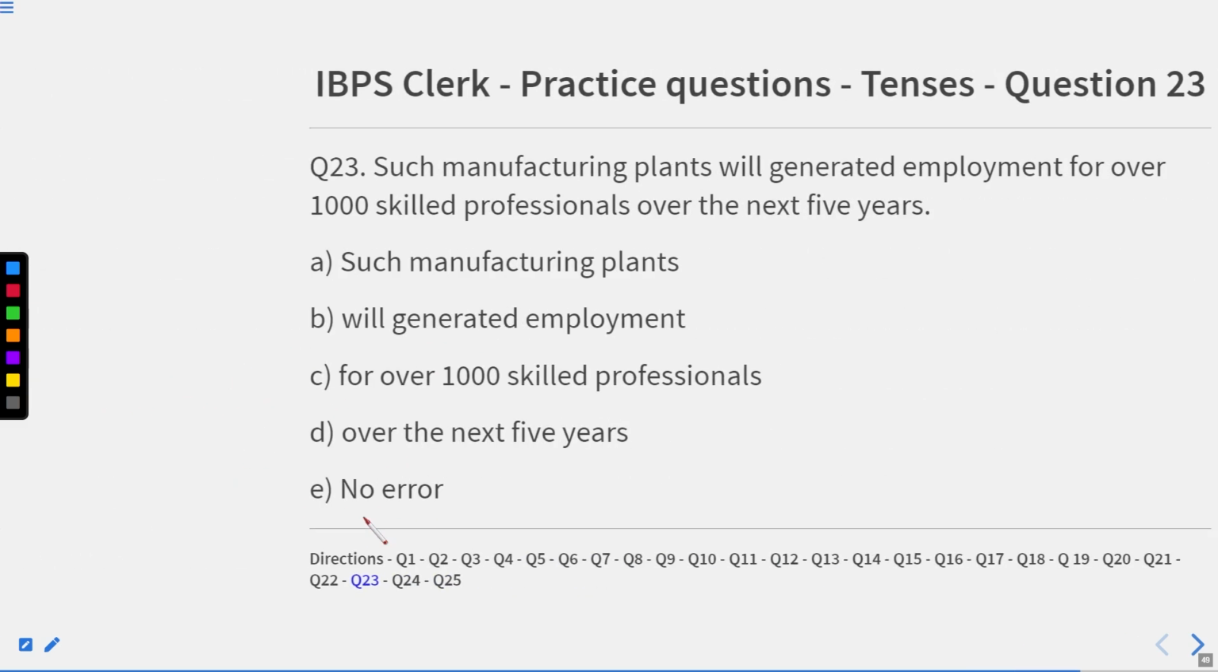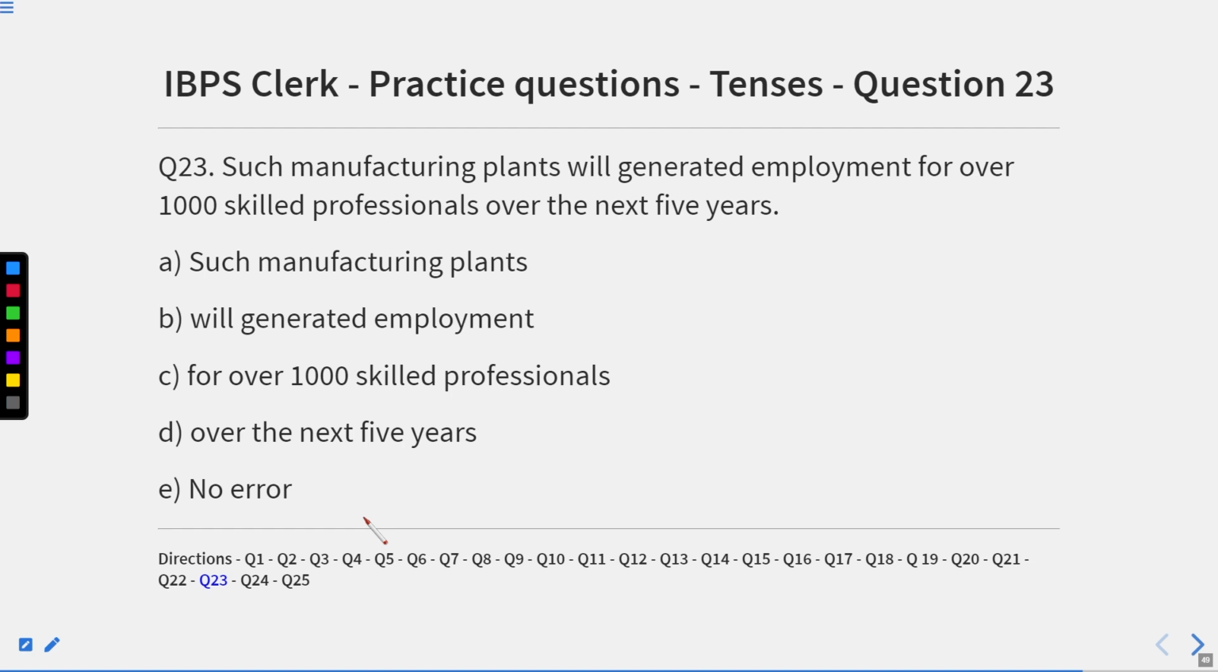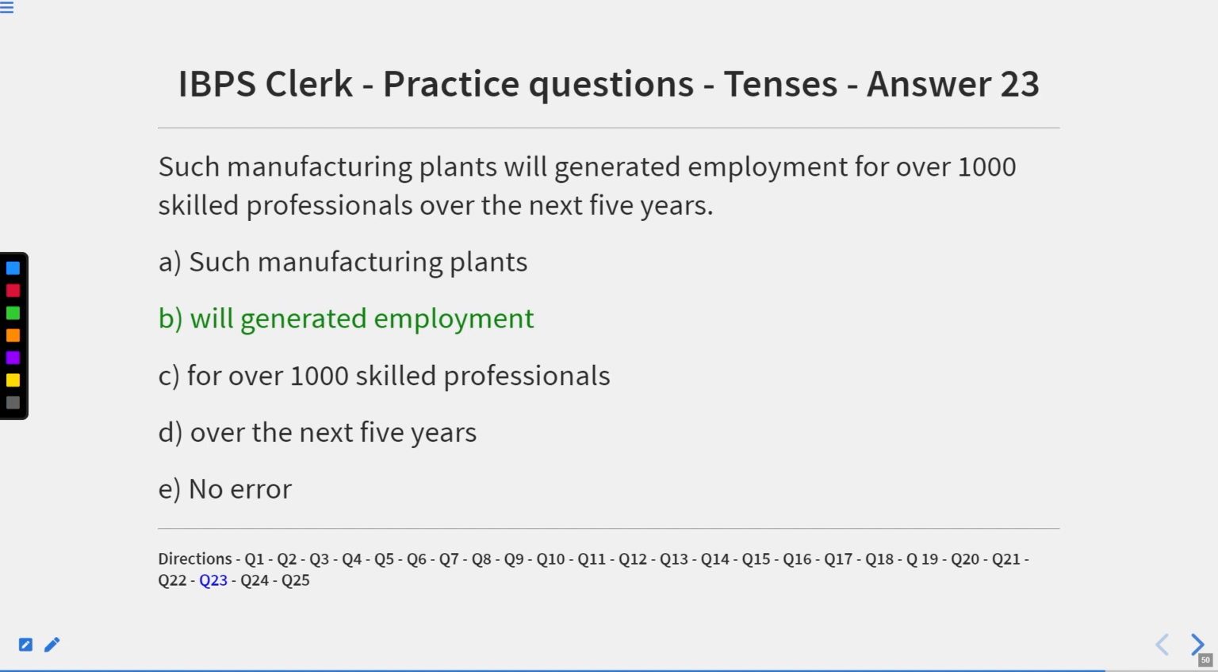Now let us move to the next one. Now this is question number 23. Such manufacturing plants will generated employment for over 1000 skilled professionals over the next 5 years. Now if we look at the sentence carefully, it is written will generated. Whenever we have any modal, it can always be followed by the verb first form, whereas here it is written generated. Now this one is incorrect, it should be replaced with generate, because after a modal we can only have the verb first form, so this generated should be replaced with generate.